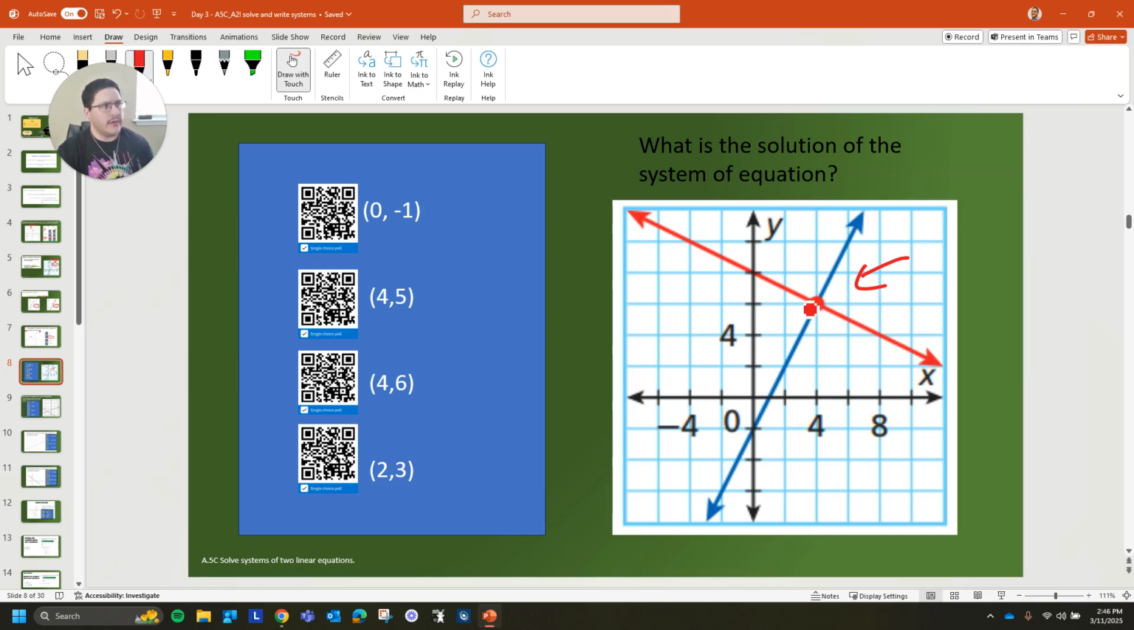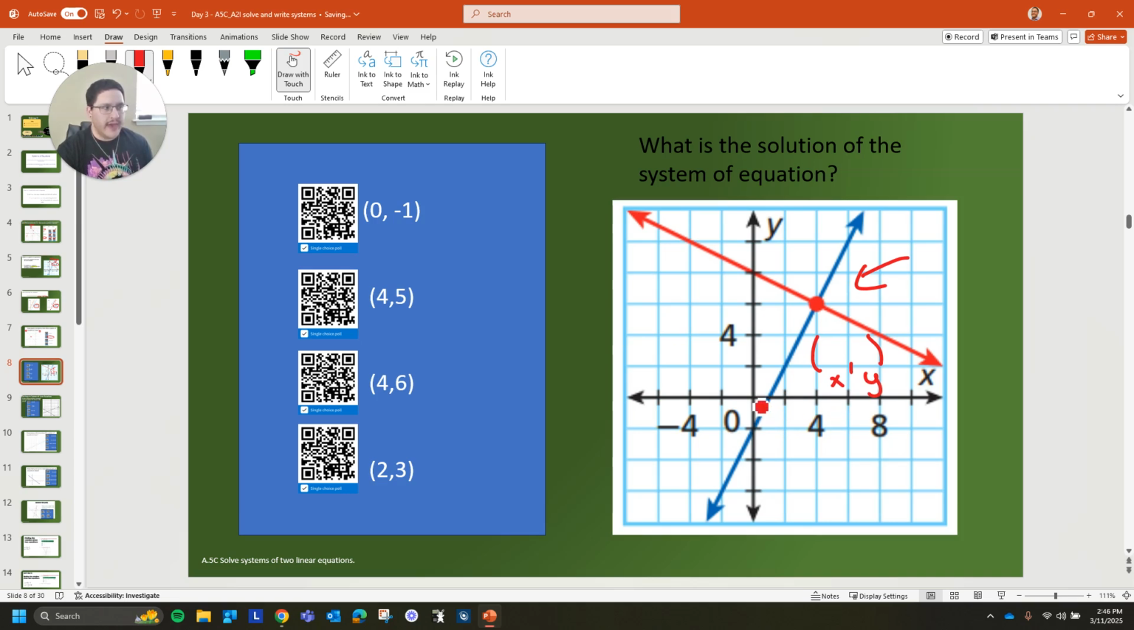Okay, so the solution to the system of equations is where they intersect each other. You can see right here on this dot. That's where they intersect. Now, to label the coordinate or the ordered pair, the point of intersection, whatever it is, first the x and then the y.